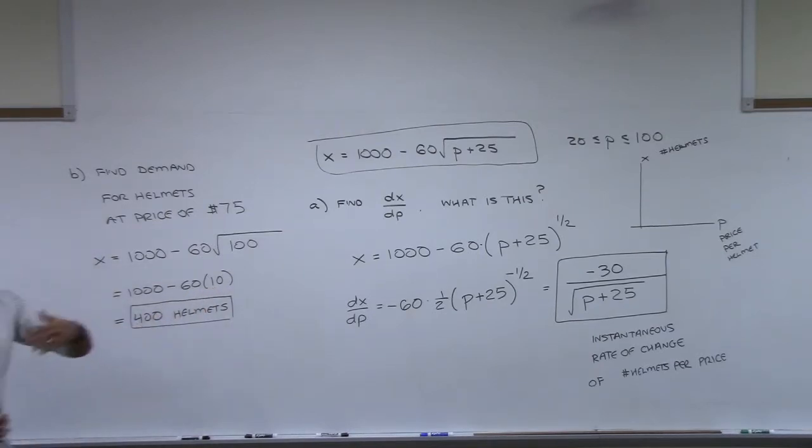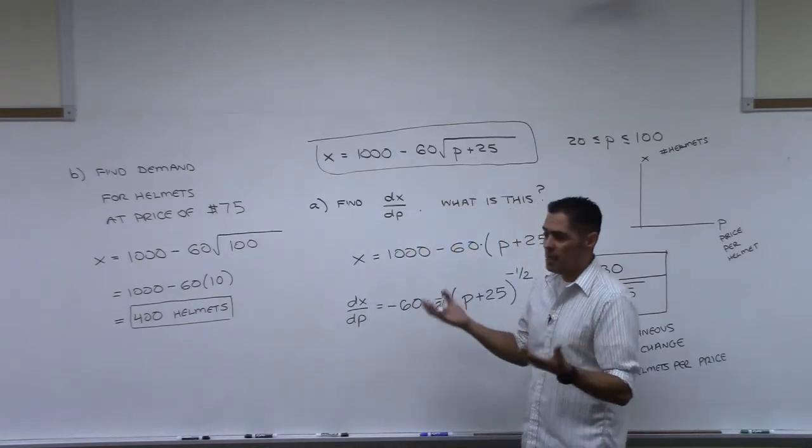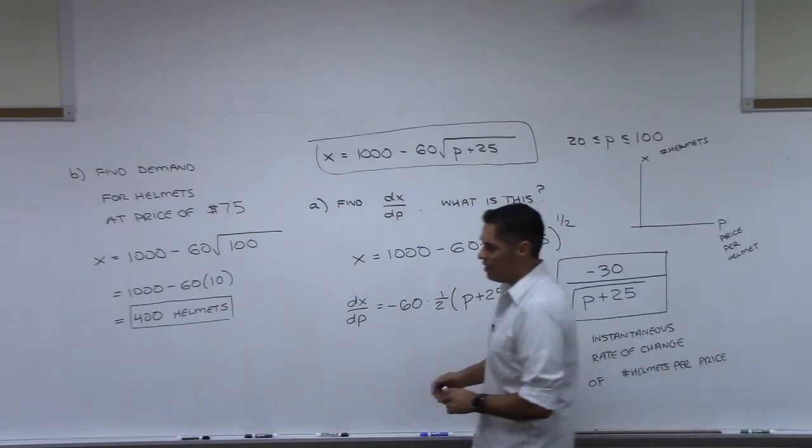Okay, so if we set our price at 75 bucks, we should expect to have people demand 400 helmets from us at the retail chain store.